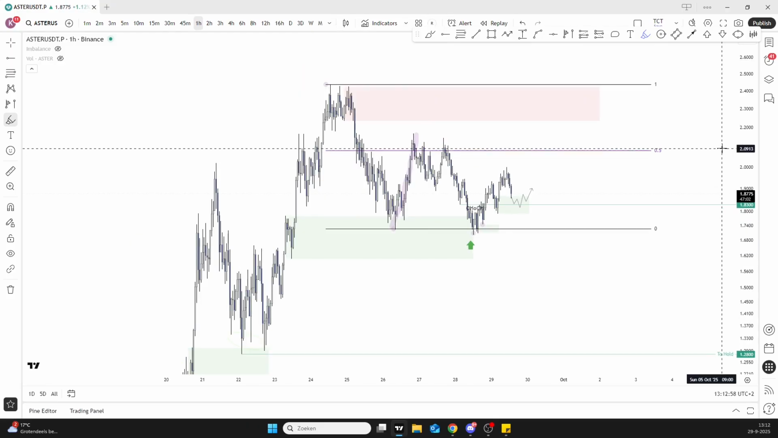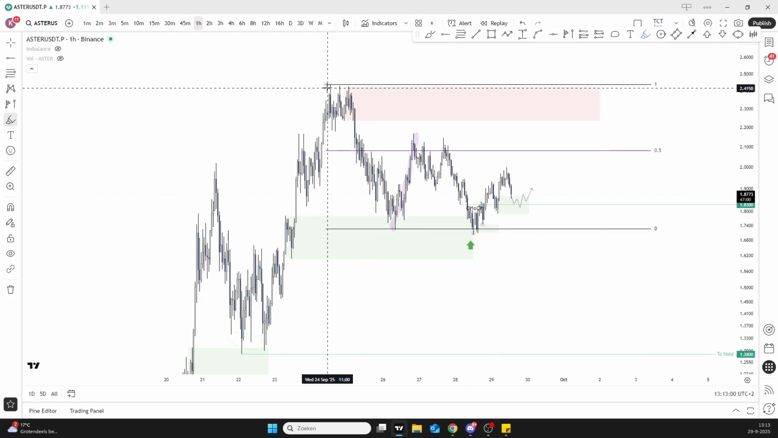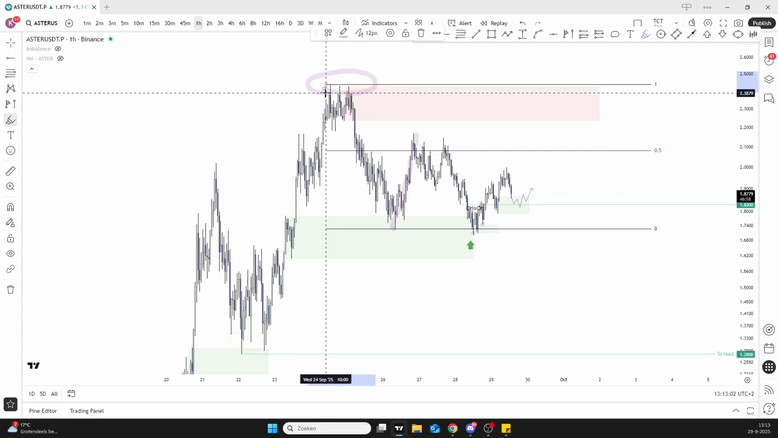What I like about this chart in a bullish perspective is that we have three equal highs open. This indicates this is not a macro top. We are going to return to all-time highs on Aster. It's just a question when.